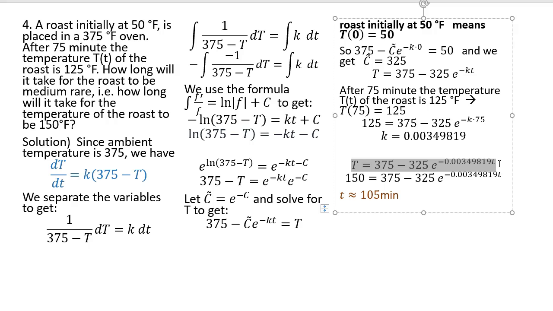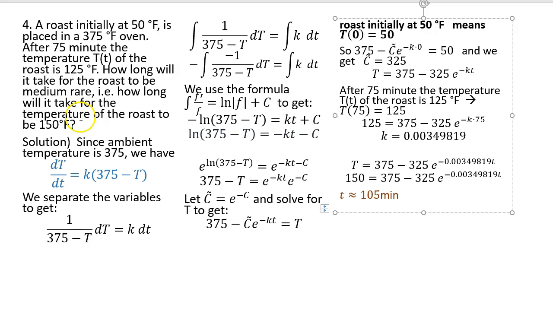Now, what are we looking for? We are looking for the time t, the lowercase t, when this capital T, the temperature, becomes 150, right? So replace capital T by 150 and solve for t. It gives you that it requires 105 minutes from the time that the roast was put in to the oven. So the answer is 105 minutes.